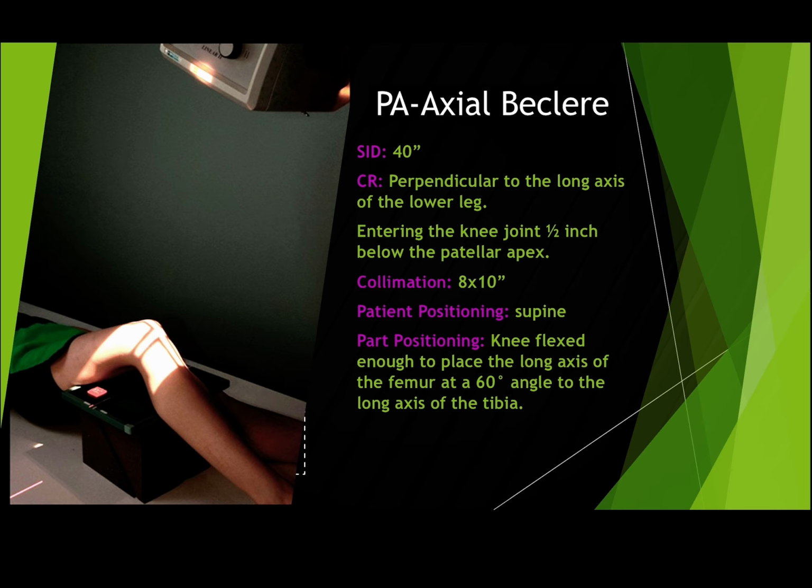And our next one is the PA axial Béclère. It is a 40-inch SID. Our central ray is perpendicular to the long axis of the lower leg, entering the knee joint a half inch below the patellar apex. Collimation is a good 8 by 10. And we position the patient supine, with the knee flexed enough to place the long axis of the femur at a 60-degree angle to the long axis of the tibia.